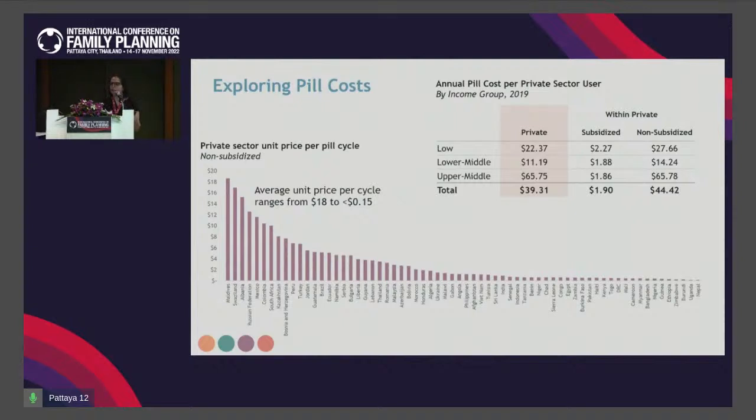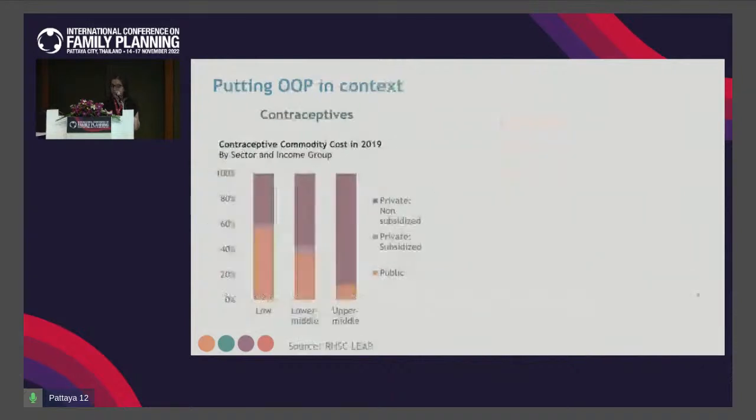So around $2 for a subsidized pill user compared to nearly $30 for a non-subsidized pill user. And so that overall is sort of a dynamic of what all is happening around that. So before I finish, I wanted us to just zoom out a bit and put this into context, pulling in then that public sector estimate. So again, this is just looking at supply costs, not the full picture of public sector expenditures.